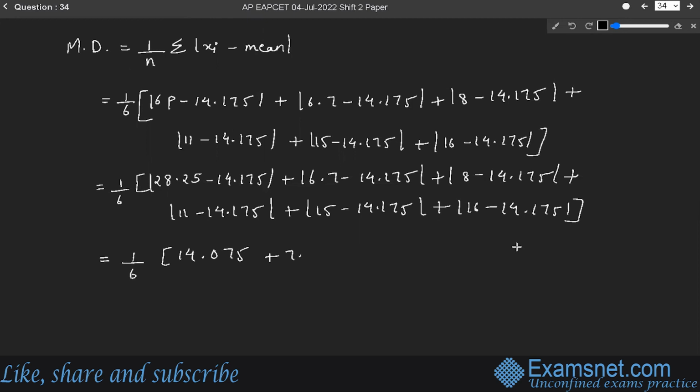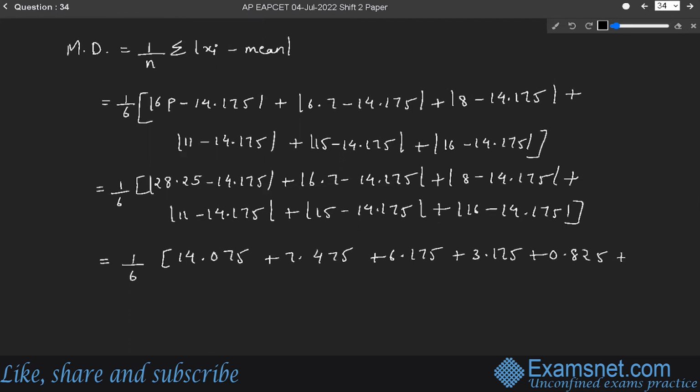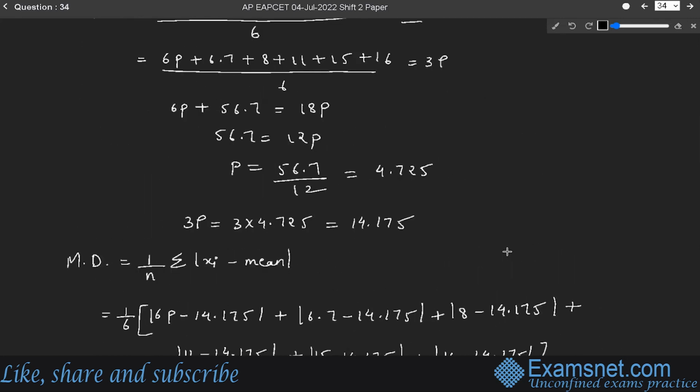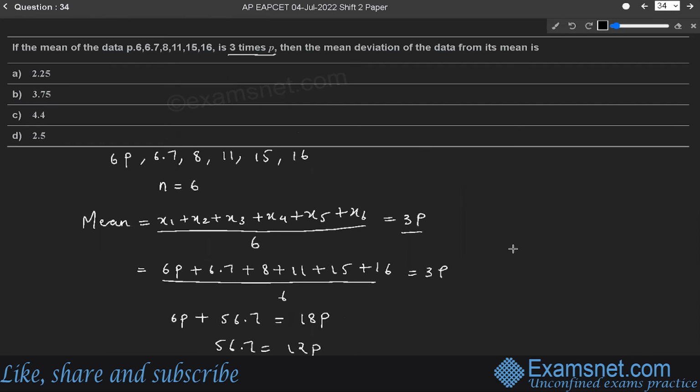On further subtracting, it will be 1 by 6 into 14.175 + 7.475 + 6.175 + 3.175 + 0.825 + 1.825. On adding all these values and dividing by 6, we will get 3.75. So we can say that the required mean deviation about mean is 3.75. So option B is the correct option for the given question.